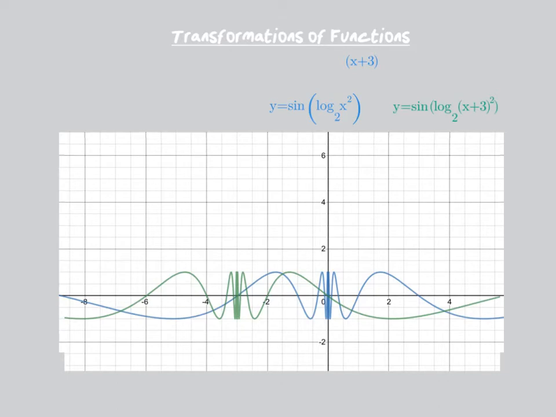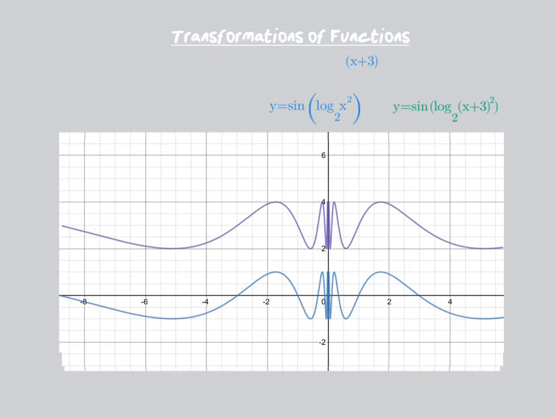What if I want, with this graph again, but I want it to be 3 higher instead of 3 to the left? How would I move it 3 higher? Right, so pause the video and see if you can give me the equation of the exact same graph as this blue one, but 3 units higher than that.